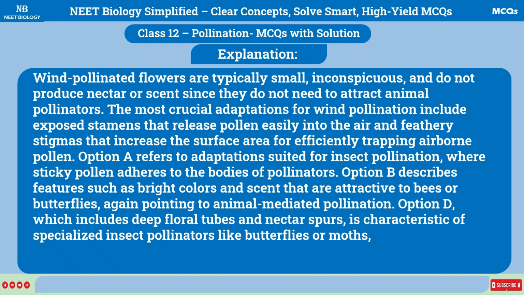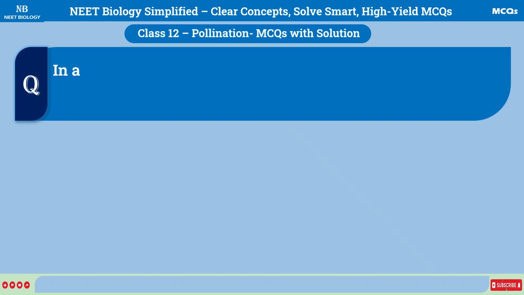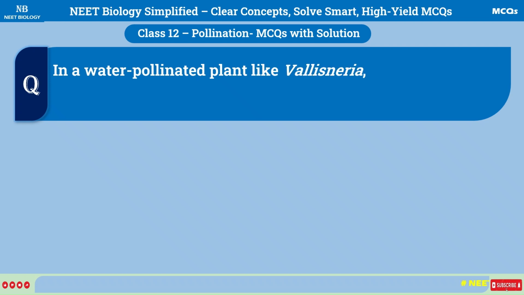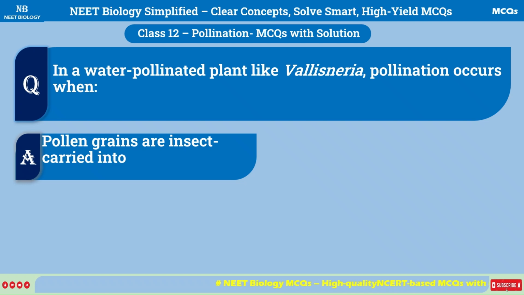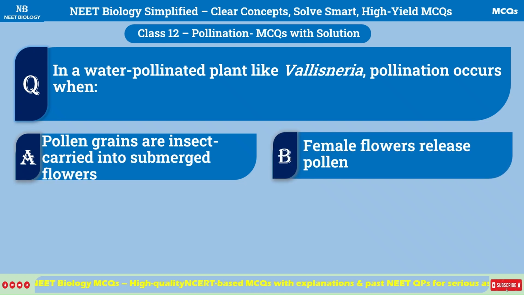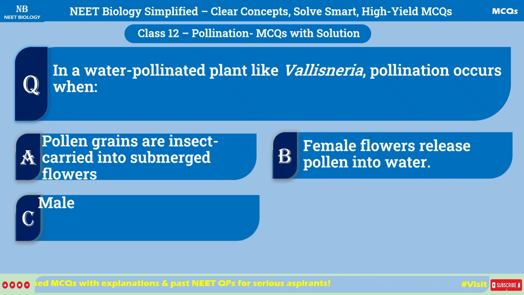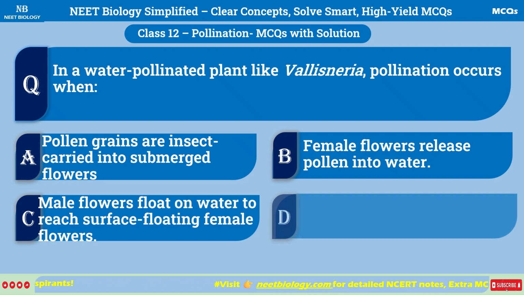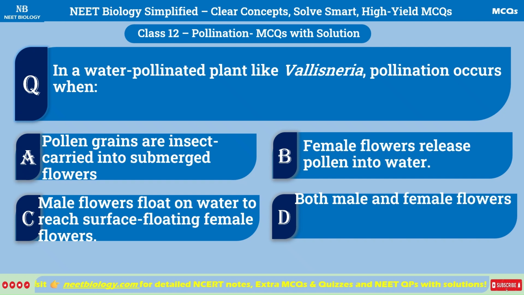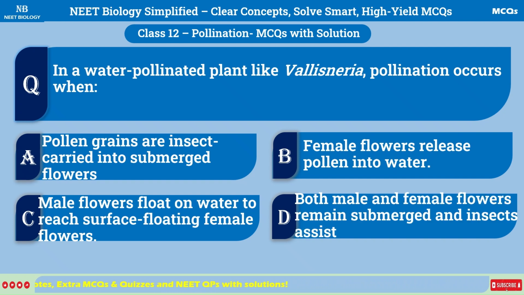In a water-pollinated plant like Vallisneria, pollination occurs when A. Pollen grains are insect-carried into submerged flowers. B. Female flowers release pollen into water. C. Male flowers float on water to reach surface-floating female flowers. D. Both male and female flowers remain submerged and insects assist pollination.